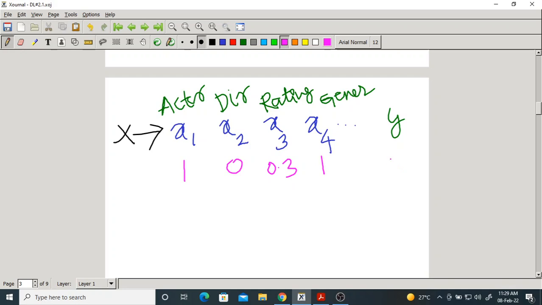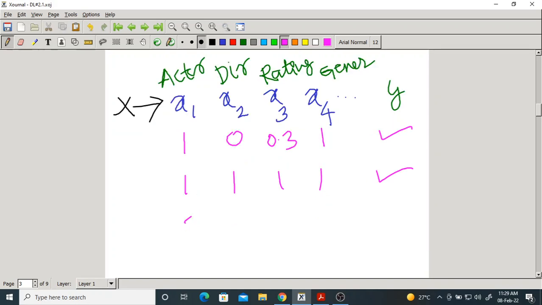So finally, based on these features, we take a decision whether you like a movie or not. Then you go to another movie, which has some values, something like this. If all are ones, you may say yes. Suppose the values are something like this, you may say no, you dislike the movie.